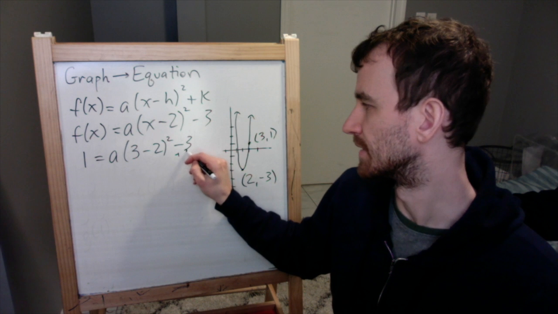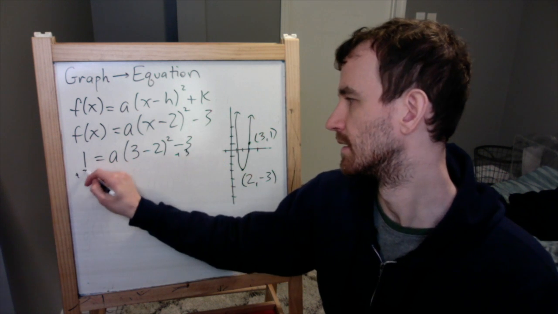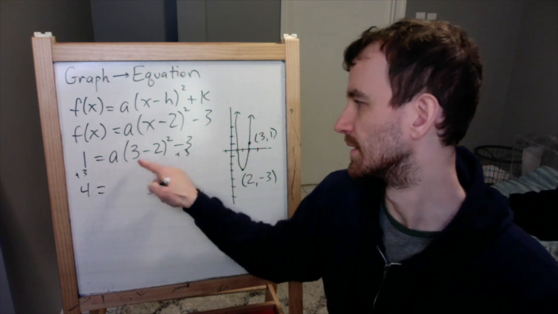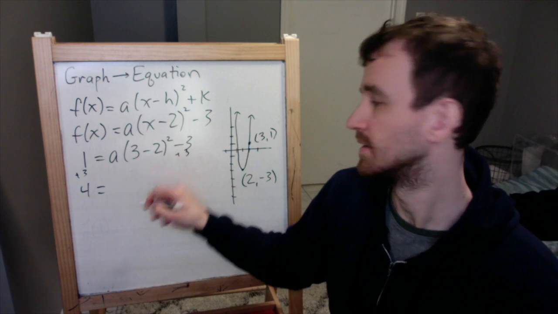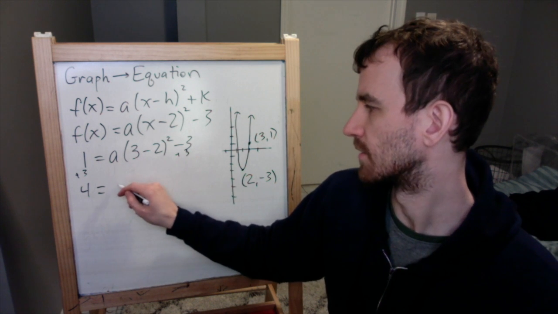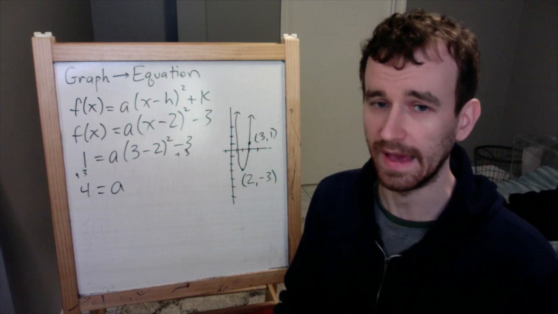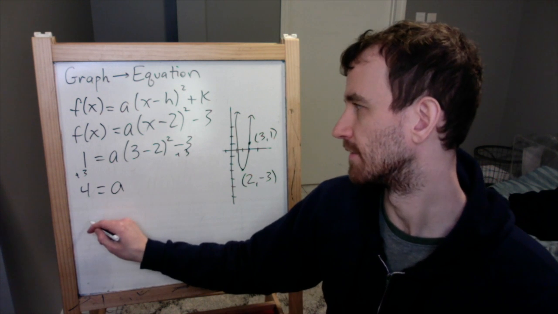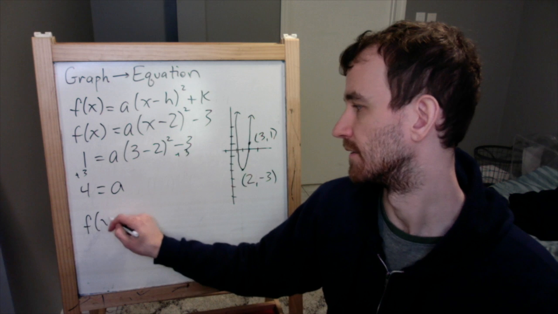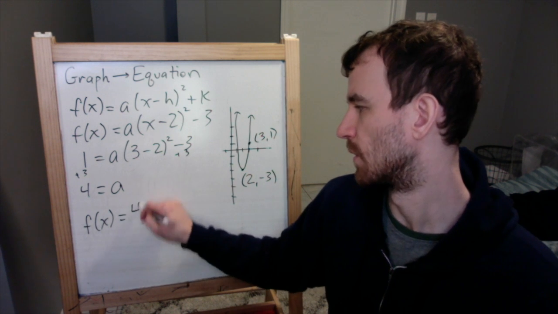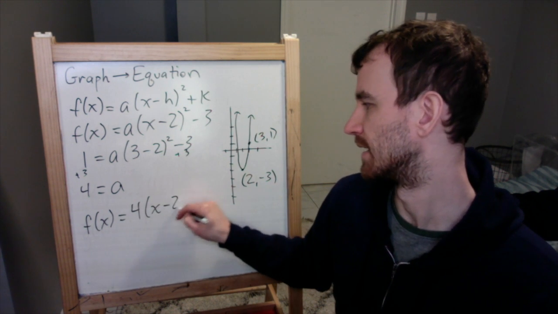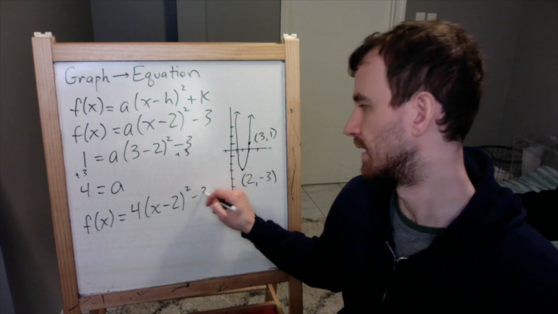Add 3 to both sides. That gets us 4 equals... 3 minus 2 is 1. Squared is 1. Oh, that's convenient. So 4 equals 1a. So then we can write our final equation: f(x) equals 4 times (x minus 2) squared minus 3.